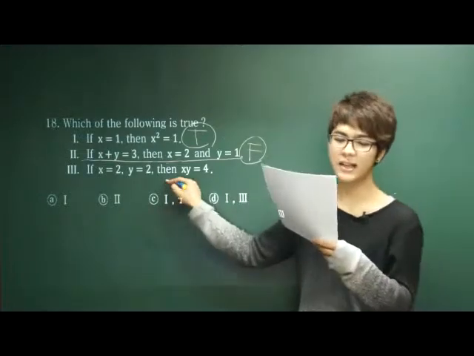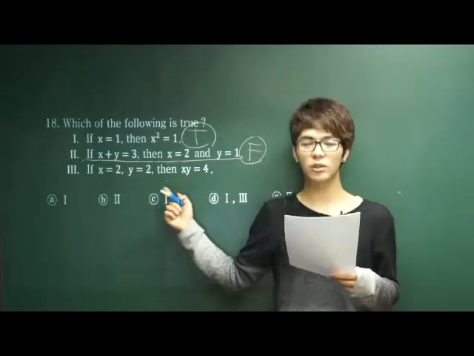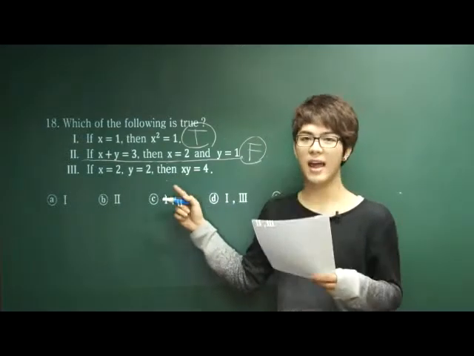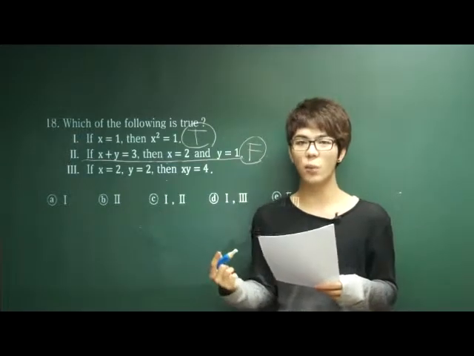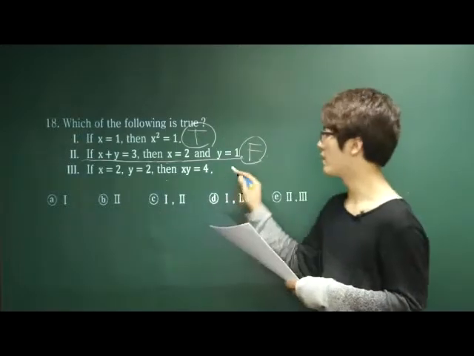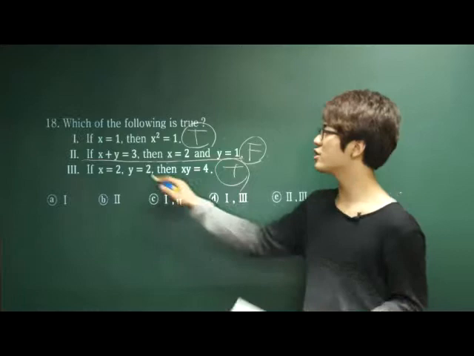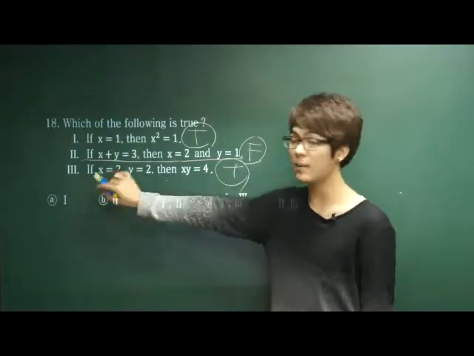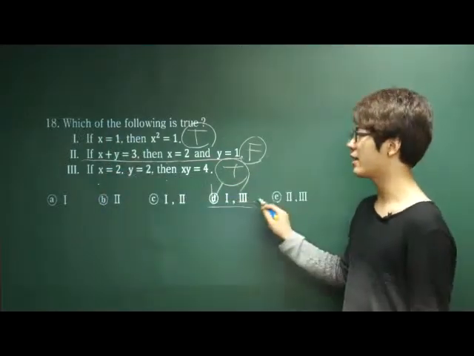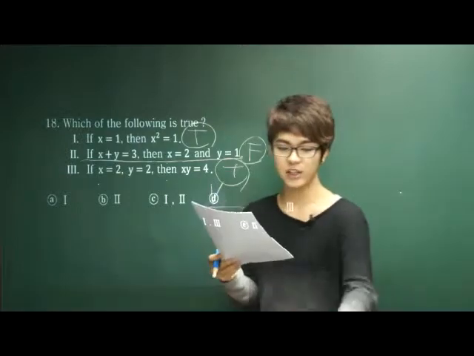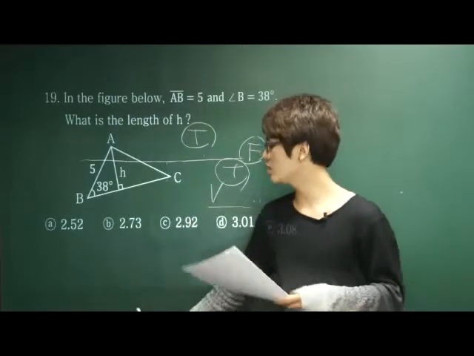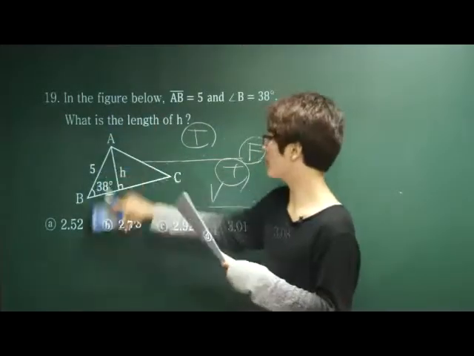What about the third statement? It says, if x is equal to 2 and y is equal to 2, then the multiplication of x and y is equal to 4. Is it true? Of course it is true. Therefore, the correct answer should be the first and the third statement. So, D is the correct answer. Okay, easy question. Let's move on to the next question, number 19.